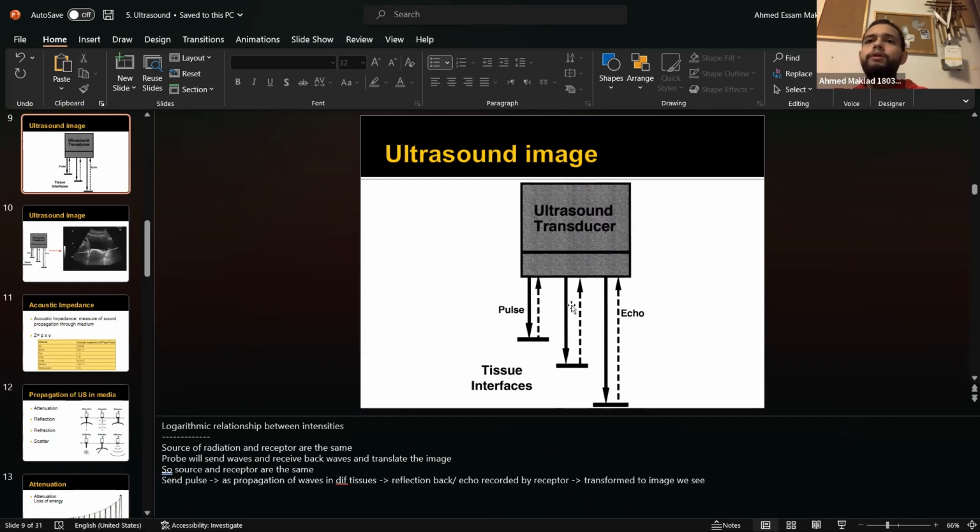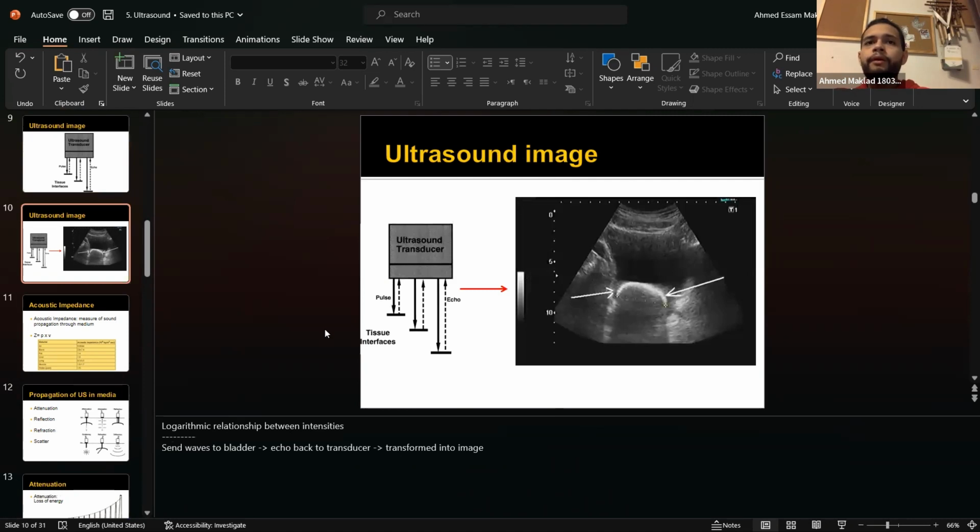So that's the transducer, right? That's basically the same explanation, right? It's a two-way street. It's a two-way mechanism. That's basically what it explains here. Same thing.